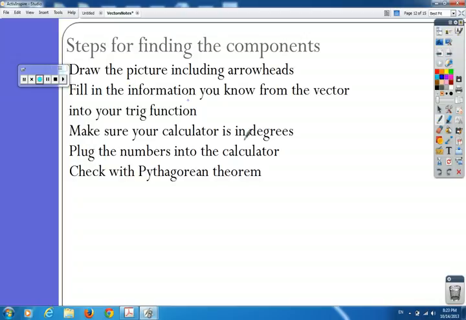So when you find these components, draw yourself out a picture, using the arrowheads. If there's your original one, if you want the x and the y, there's my x component, there's my y component, there's my theta, here's my right triangle, and fill in the information of what you know. You can actually check your work by using the Pythagorean theorem, and as long as you haven't rounded along the way, you'll be getting some good answers.